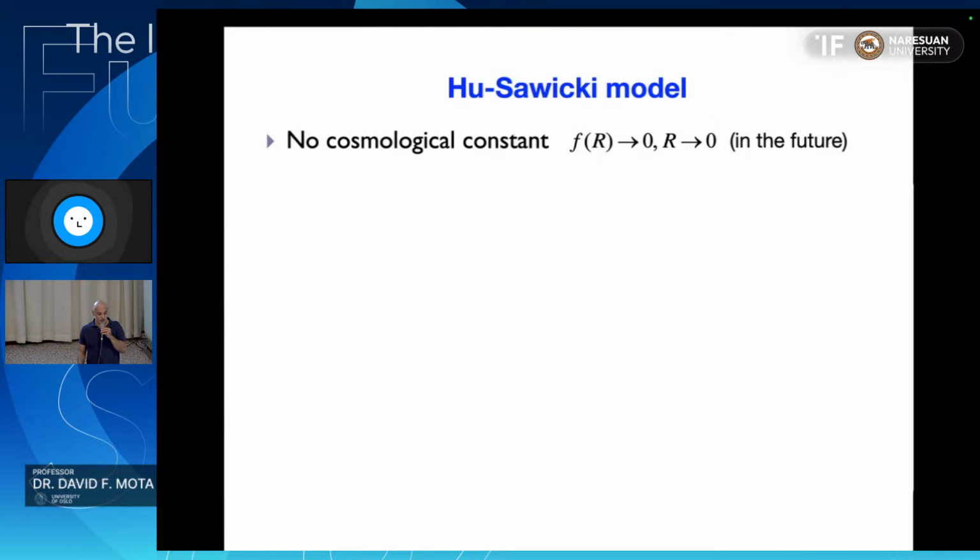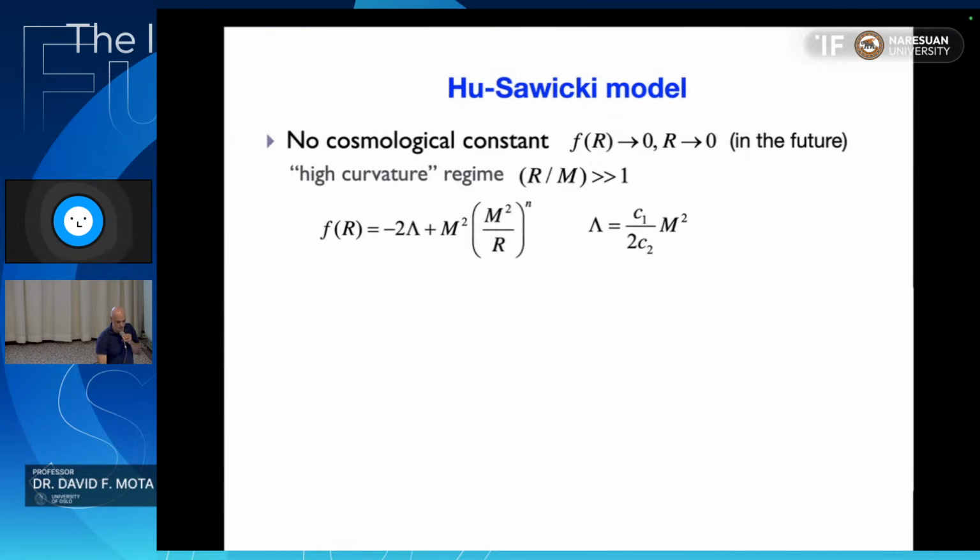So in this model in general, f of r goes to 0 when r goes to 0. So in the future, when the curvature of the universe goes to 0, this f of r will go to 0. So there's no cosmological constant in there. So it's going to be different from lambda CDM. Because in the lambda CDM, as the curvature goes to 0, the whole universe will be dominated by a cosmological constant, not in this model. Okay? So that's the difference from the lambda CDM model in the very near future.